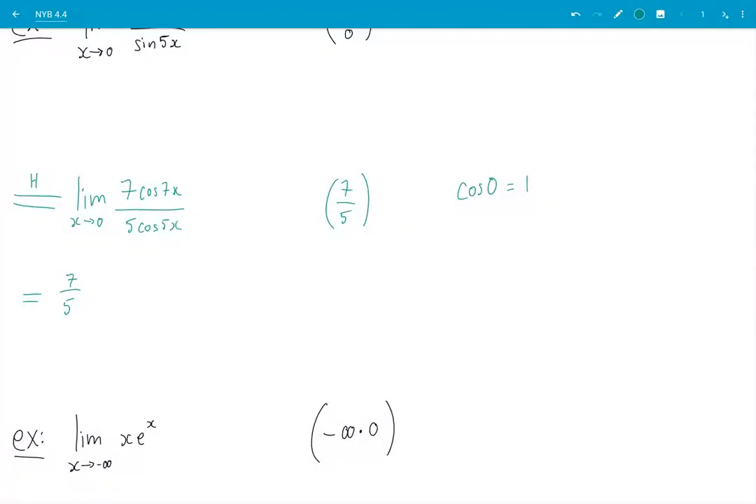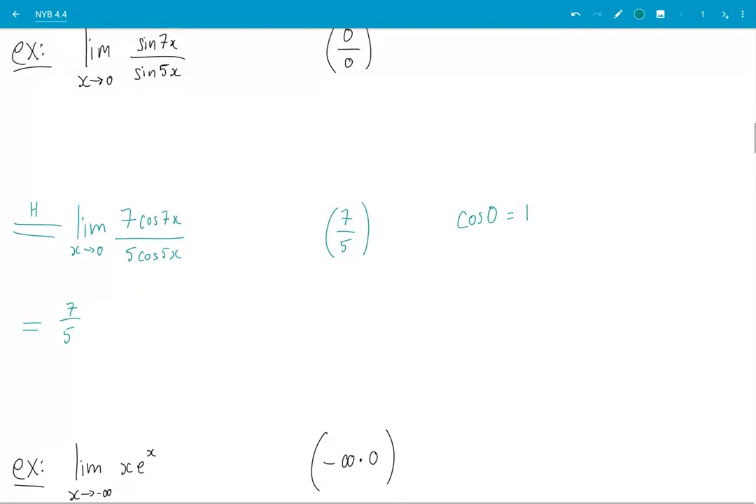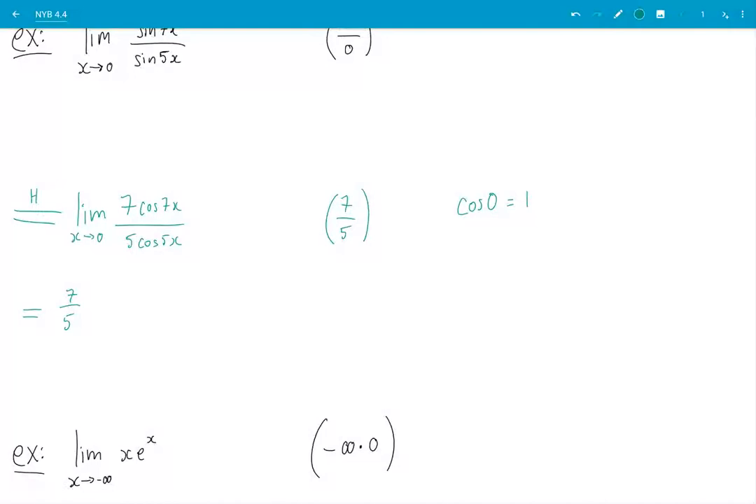A different type of indeterminate form. Now we have what's called an indeterminate product. You have x going to minus infinity, and the exponential going to 0. This is an indeterminate product, an indeterminate form. It's just as bad as the 0 over 0 I had above, or the infinity over infinity. I'll try to convince you of that.